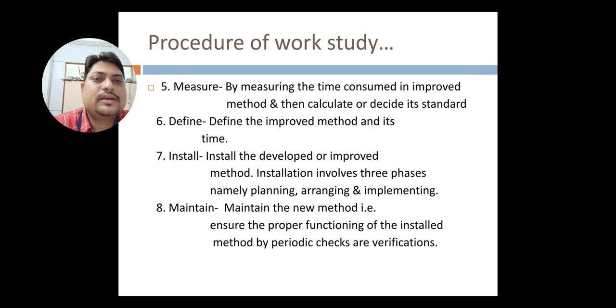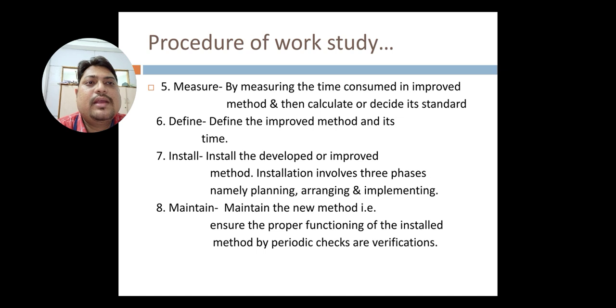Next, fifth is M. M is for measure. By measuring the time consumed in the improved method, you then calculate and decide its standard. After measuring all that, for the improved method you need to calculate and decide the standard. Then define. After all such things, you need to define the improved method and its time.